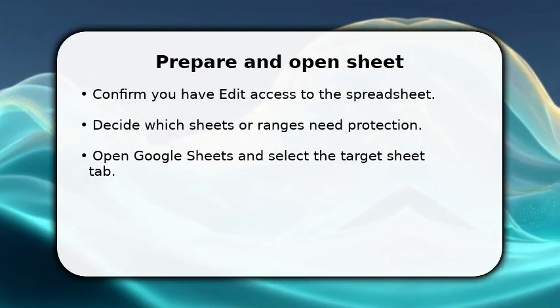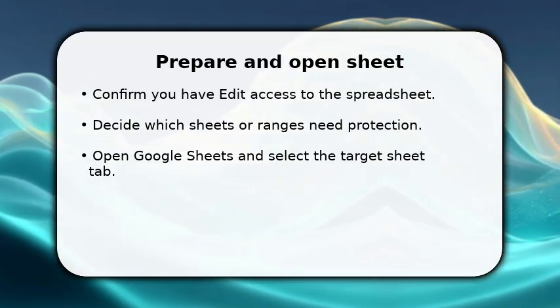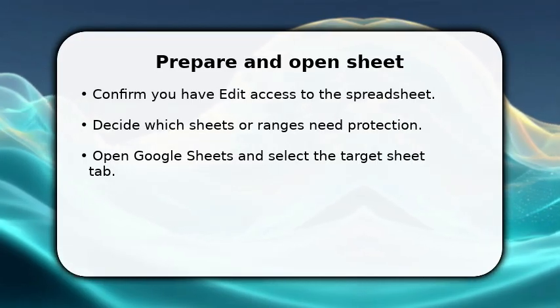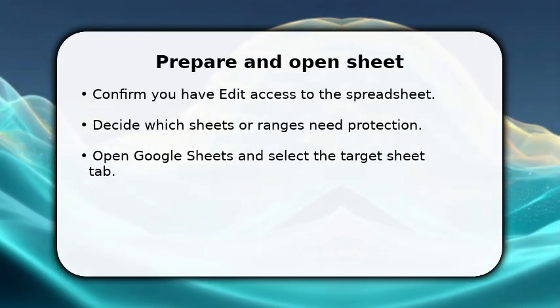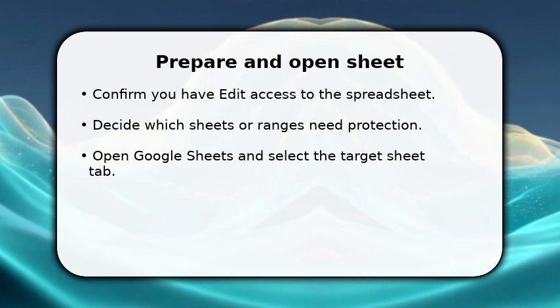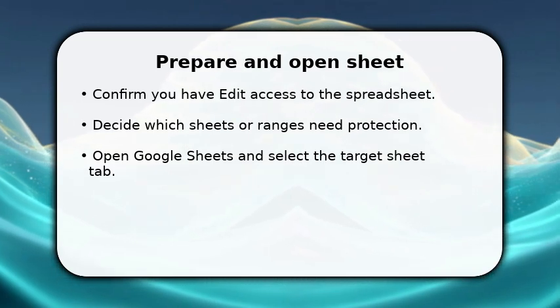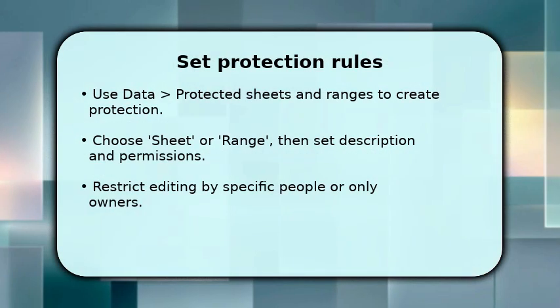Now select the Sheet tab you plan to protect and keep the file owner or an admin account ready if permission changes are required. This preparation streamlines the first actionable steps that follow. You now create the protection.